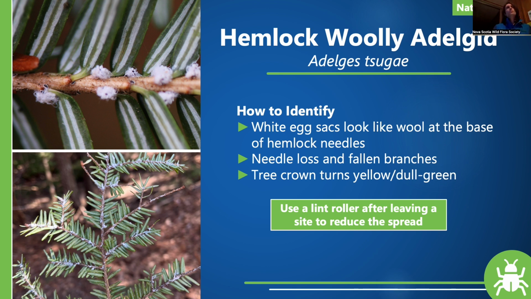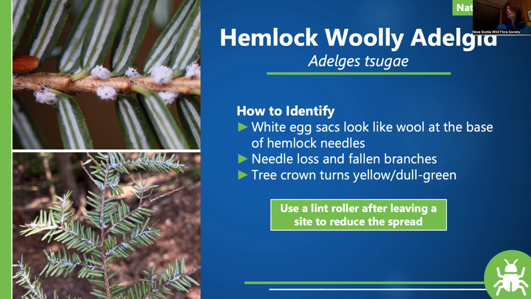And so there's a few ways you can do that. Hemlocks are massive trees, so it's really hard to sample up into the crown. Large pole pruners and even slingshots have been developed to survey for HWA. But you can also just look at fallen branches, flip them over, and look at the underside for this species. And so it's really important, if you are in a stand of hemlocks, to lint roll after leaving the site to reduce spread.